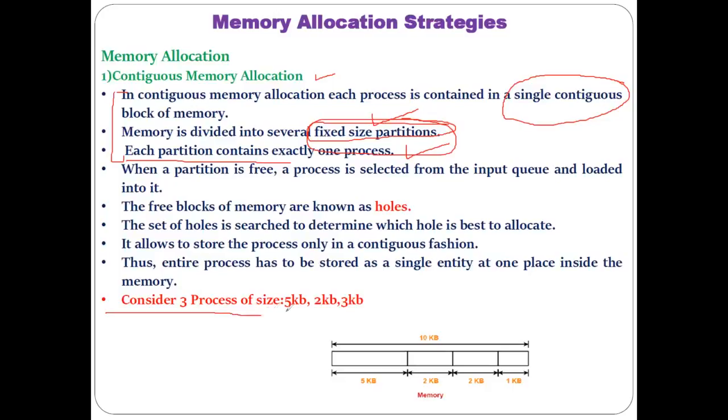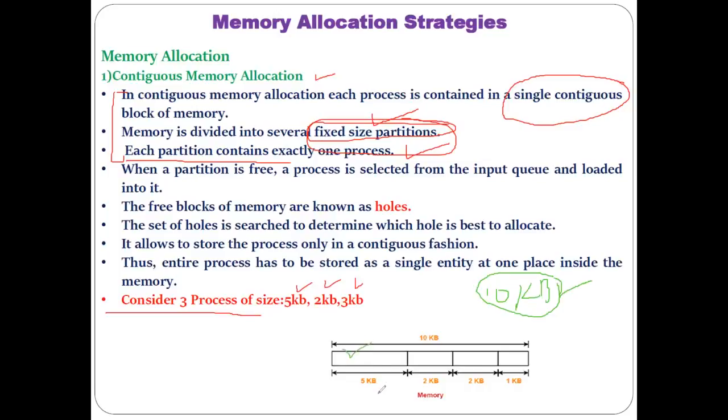Suppose there are three processes of size 5 KB, 2 KB, and 3 KB. And there is a particular memory of total size 10 KB. Just as an example, the memory's total size is 10 KB. In contiguous memory allocation, this whole 10 KB of memory is first divided into fixed size partitions.